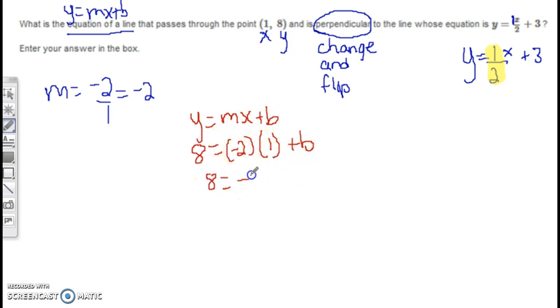So -2 times 1 is -2. We're trying to solve for b, so we need to get rid of that -2 by adding it to each side. And we have our b value equals 10.